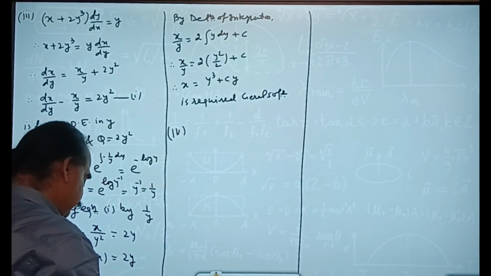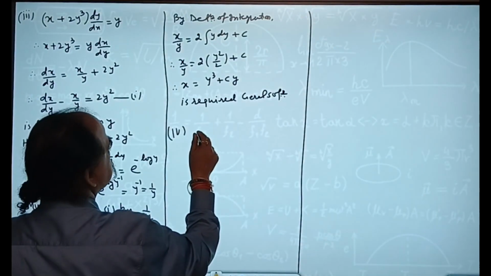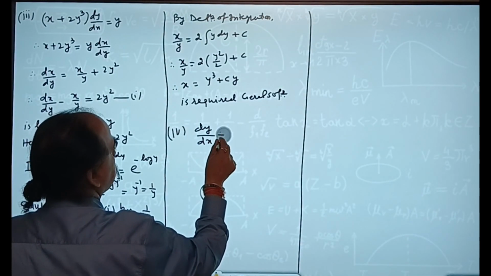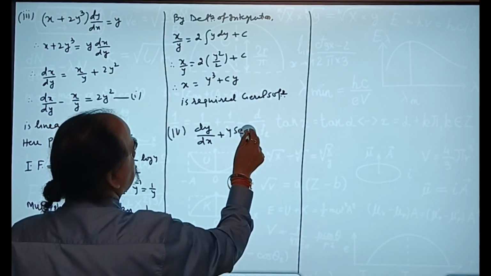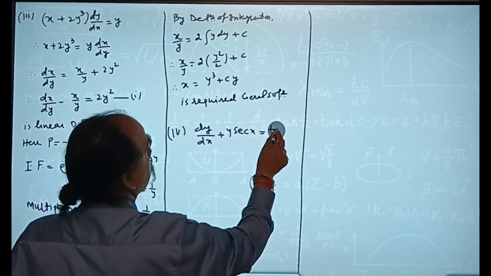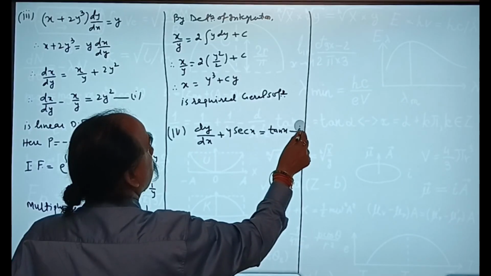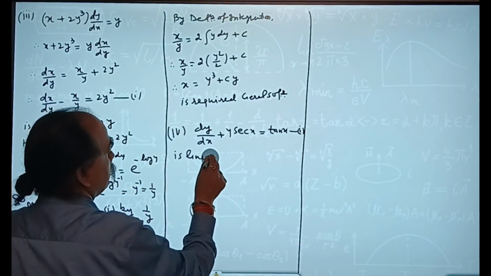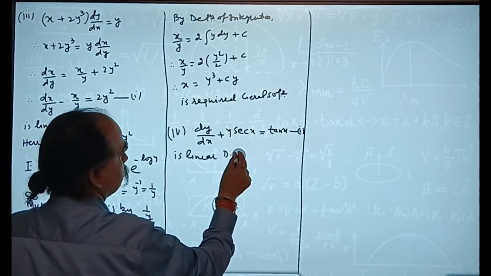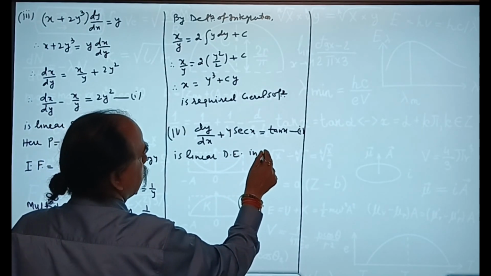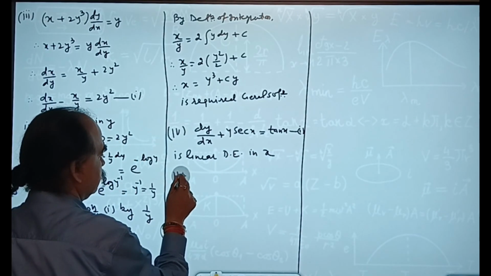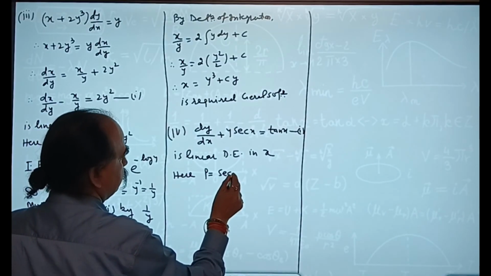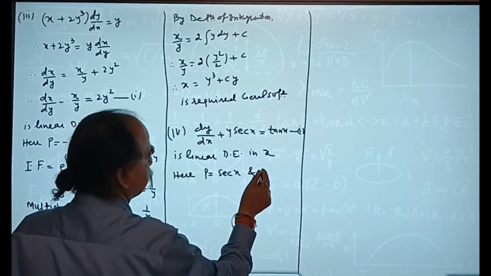Fourth: dy/dx + y sec x = tan x. It is a linear differential equation in x. Here p is what? sec x and q is what? tan x.